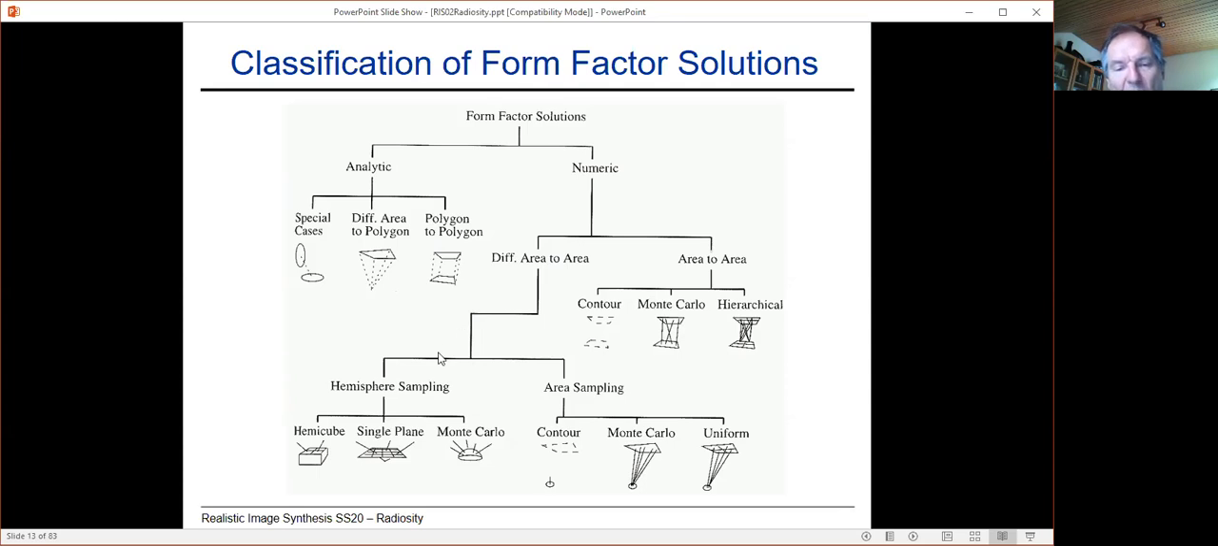Today we do this numerically. We compute area to area, so complete form factors, or differential area to area, something that I mentioned on the previous slide: an infinitely small mesh element and another patch. For this purpose, we can employ hemispherical sampling. We can also do a kind of Monte Carlo computation.